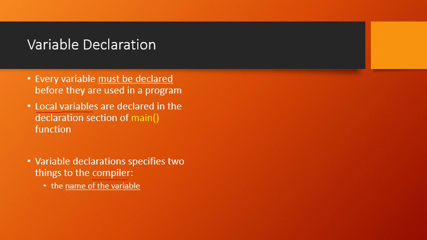First is the name of the variable. We are going to tell the compiler that I am going to use so and so variable. That name will be given to the compiler. Second is the data type associated with the variable. The variable could be of integer data type, that is int, or a character data type, that is char, or even a float data type. So whenever we declare a variable, it tells two things to the compiler: first, the name of the variable, and secondly, the data type associated with that particular variable.